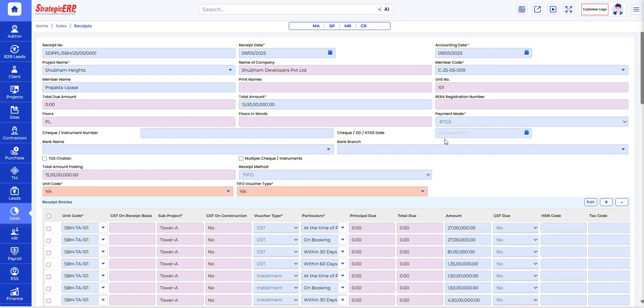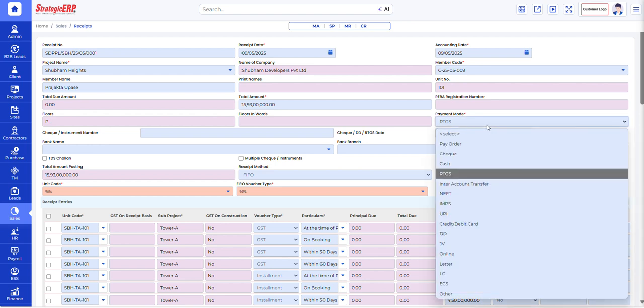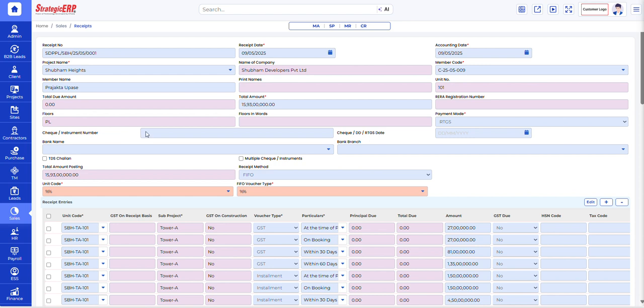That information is given, and it also gives you the amount in words. For the payments you have an option to select different types of payments, like pay order, RTGS, cheque, NEFT. Plus you have an instrument number and cheque number detail, bank details, branch details.